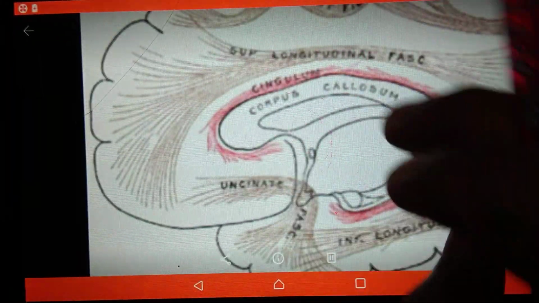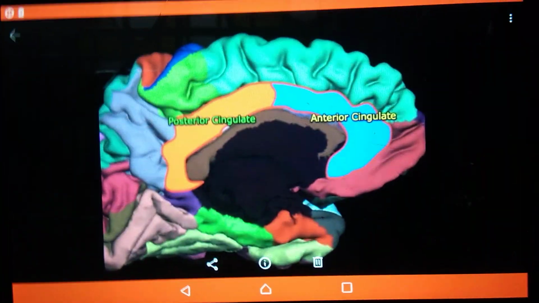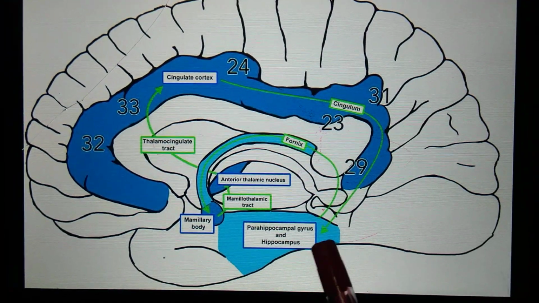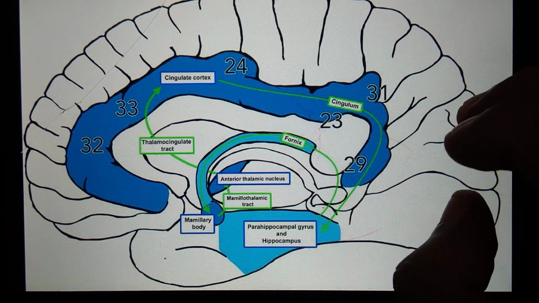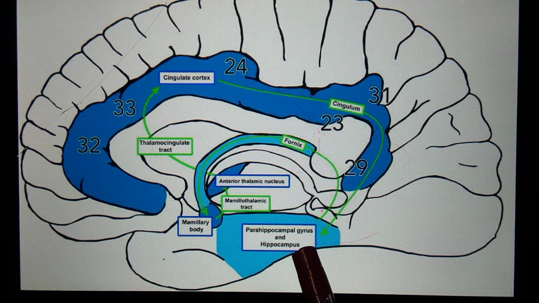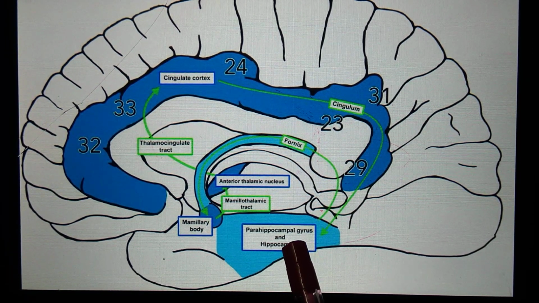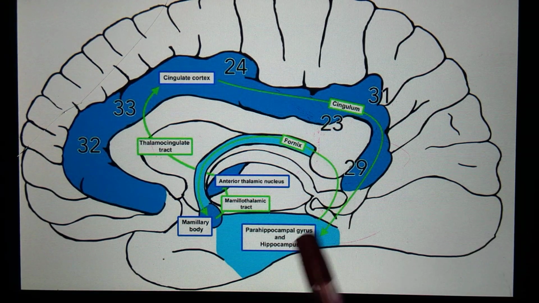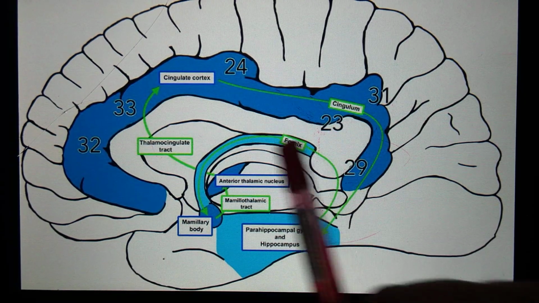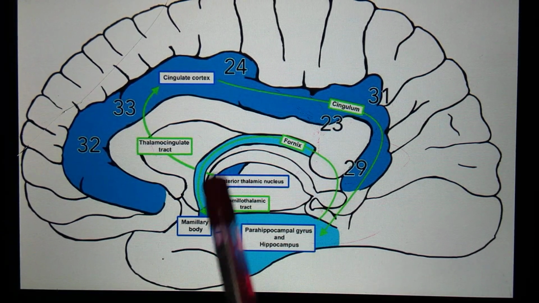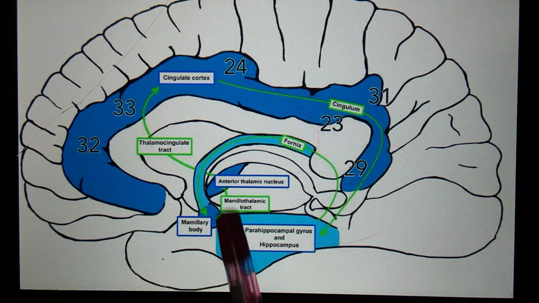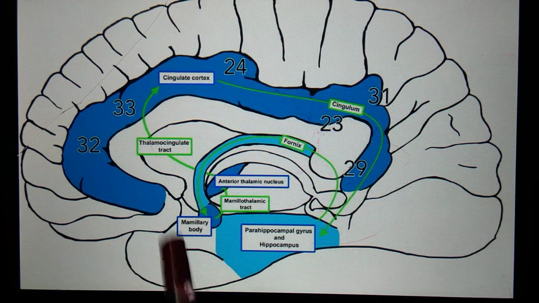Look here, the Papez circuit. Let's start from the parahippocampal gyrus and hippocampus. The efferent fibers originating from the parahippocampal gyrus or hippocampus are called the fornix. These fibers reach where? The mammillary body, which is a nucleus of the hypothalamus.